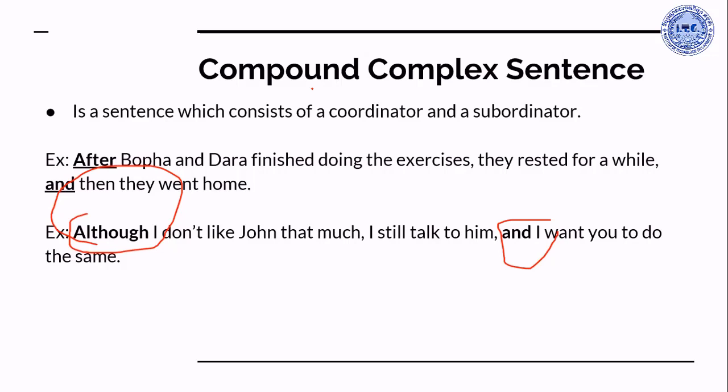And these are the 4 types of sentences in English. Simple, there is no coordinator, there is no subordinator. Compound sentence, we use coordinators, there are 7, they are FANBOYS. Complex sentence, we use subordinators, before, after, when, where, although, even though. And compound complex sentence, we use both a coordinator and a subordinator in the same sentence.